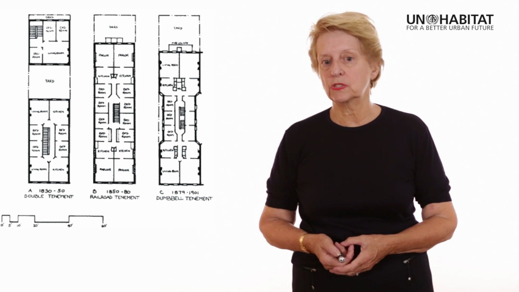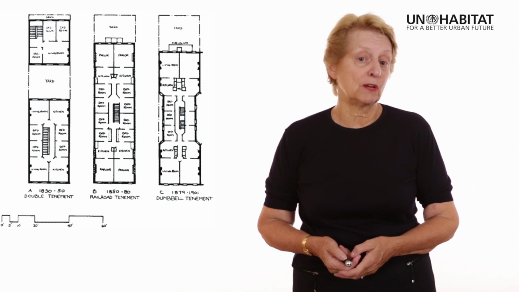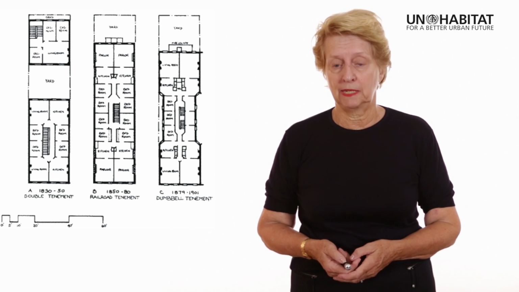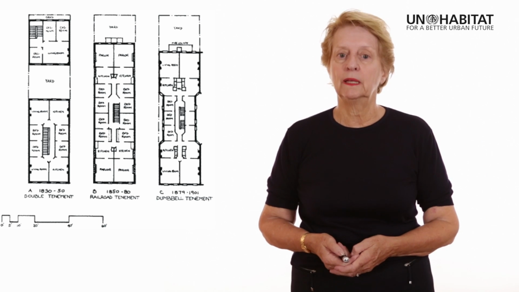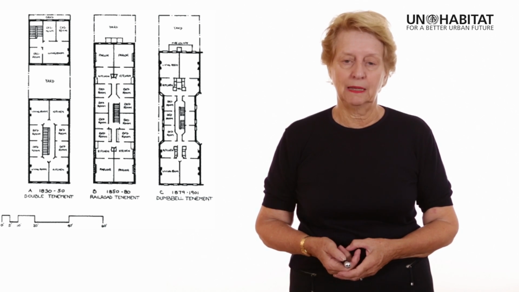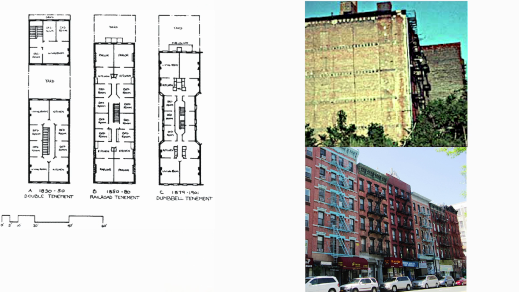And on the far right, you see something that was an innovation, model housing. It was called the dumbbell tenement, and what that meant was there would be an air shaft in the center of the building, and windows would be attached to that. And you can see what the profile of the buildings looked like in the pictures on the right.